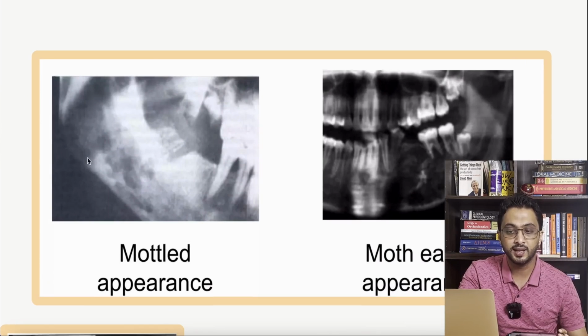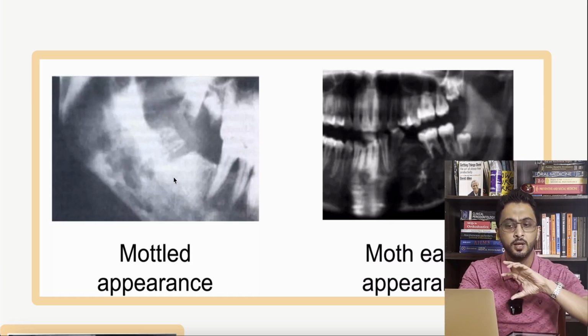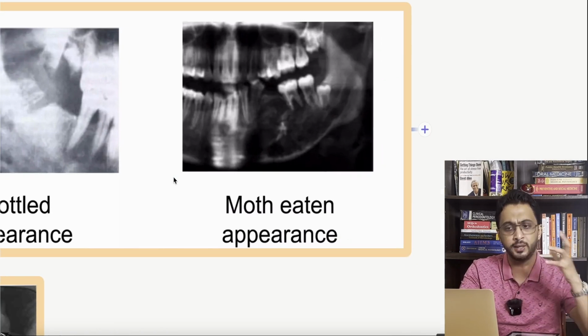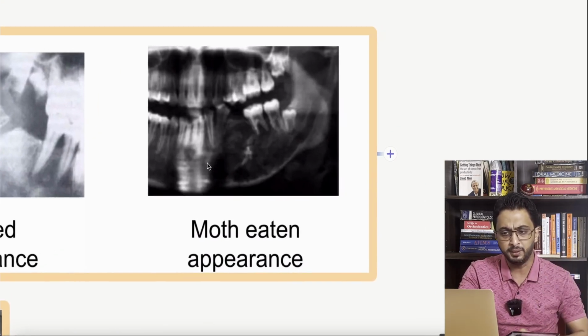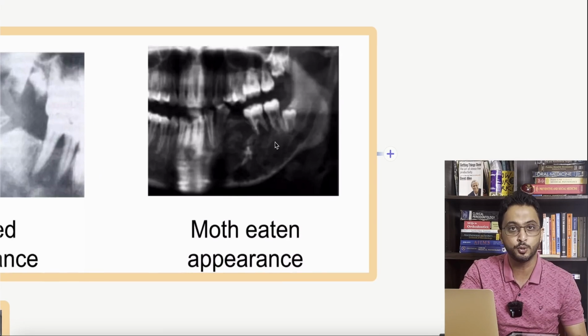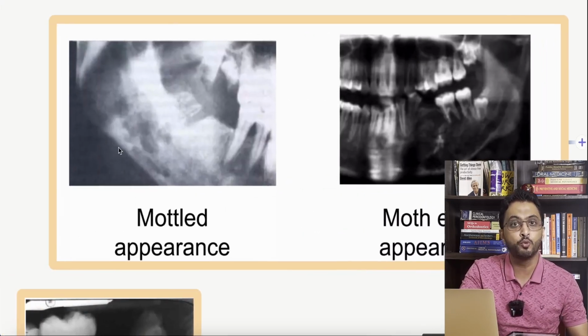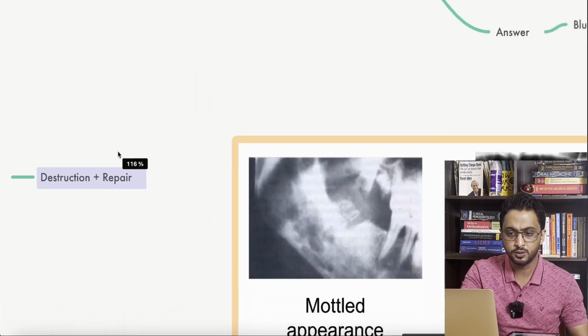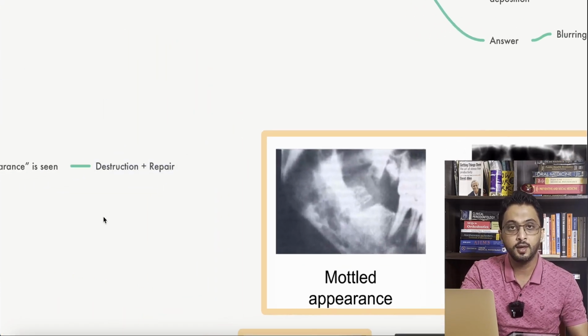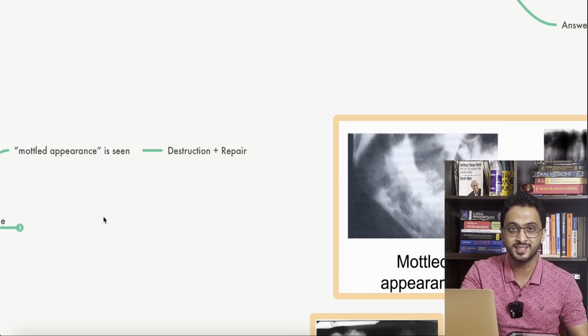Okay, so in this particular area, there is bone destruction, but bone repair is also taking place. So that's not the complete moth-eaten appearance. There's no complete destruction. The moment it becomes complete destruction, it's a moth-eaten bone. Here there is bone repair also, so there is a mottled appearance. Please note, don't forget, we're going to see another, which is the cotton wool appearance in condensing osteitis.